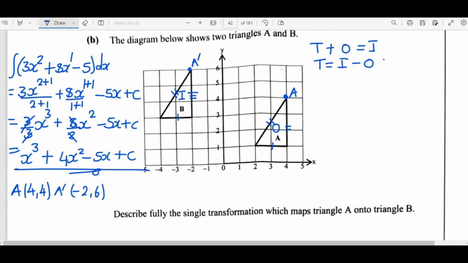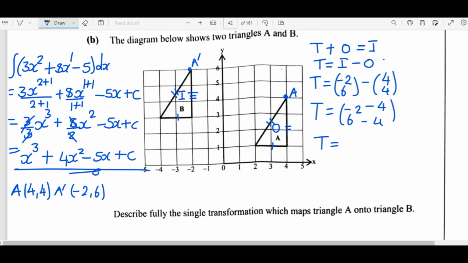So we can use this to find the translation vector. We say t is equal to the image, (−2, 6), minus the object, (4, 4). Then t is equal to (−2 − 4, 6 − 4). If we simplify, our final answer is (−6, 2), since 6 minus 4 gives us 2.